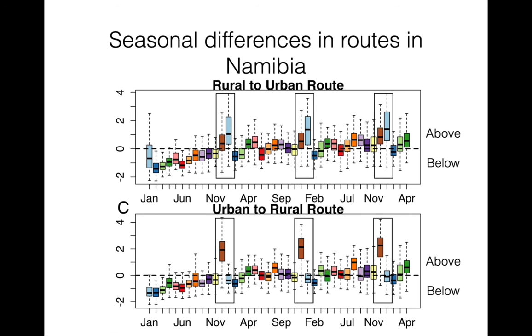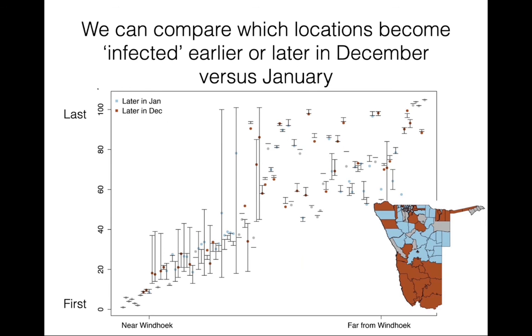What we saw is that travel from rural to urban areas increased in both December, shown in brown, and January, shown in light blue, with larger relative increases in January. In contrast, urban to rural travel only had a large relative increase in December, the brown box plot. This corresponds to individuals from urban areas traveling back home for the holidays in more rural areas, and these data were able to capture these differences.